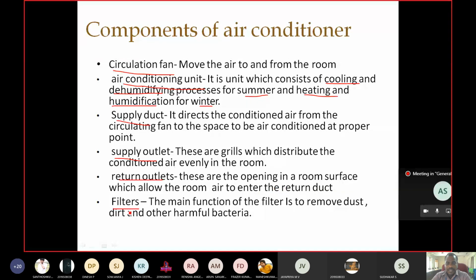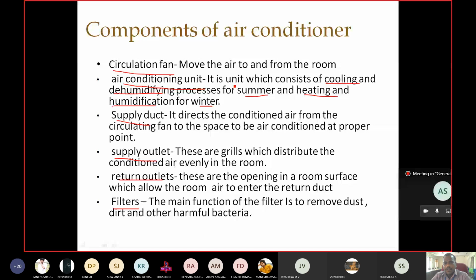Then we need a filter. The main function of the filter is to remove dust, dirt and other harmful bacteria in the atmospheric air. Actually, these components are for commercial buildings, right? We need a supply duct, a supply outlet, a return outlet, and also filters. In our commercial applications we have this air conditioning unit in a compact manner. But in the case of buildings, we need these components.